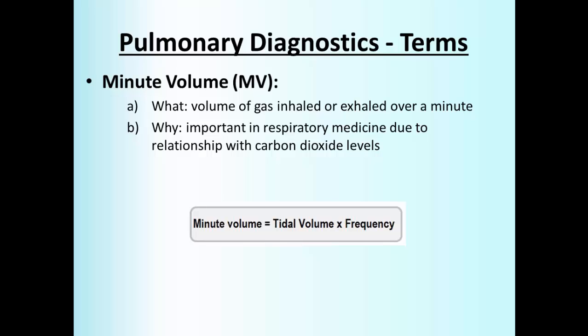Minute volume is the volume of gas inhaled or exhaled from a person's lungs per minute. In a healthy young human adult, minute volume is approximately 5 to 8 liters per minute. We check this as it is important in respiratory medicine due to the relationship to carbon dioxide levels.